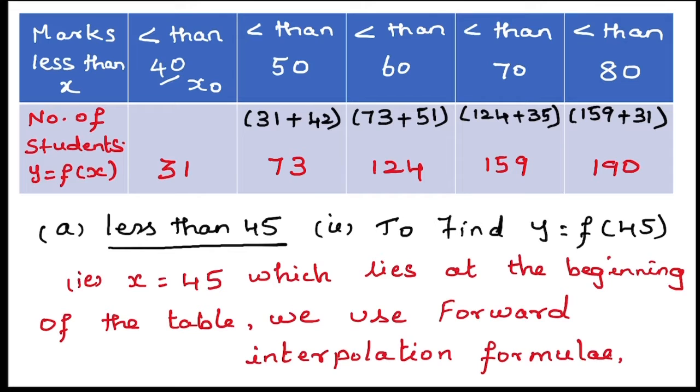Our question is, first subdivision, less than 45. That is, to find y equals f of 45. Here, since x equals 45 lies at the beginning of the table, we use the forward interpolation formula.